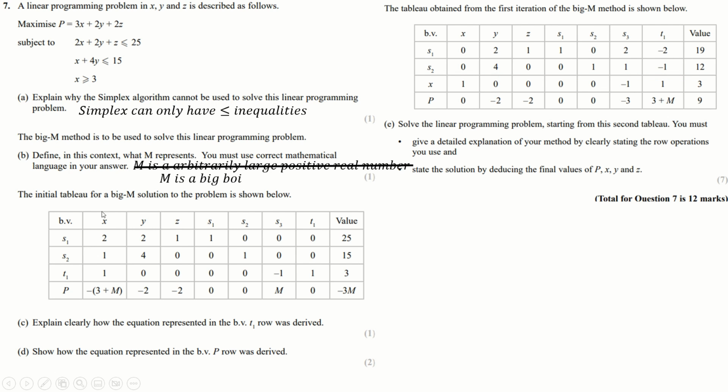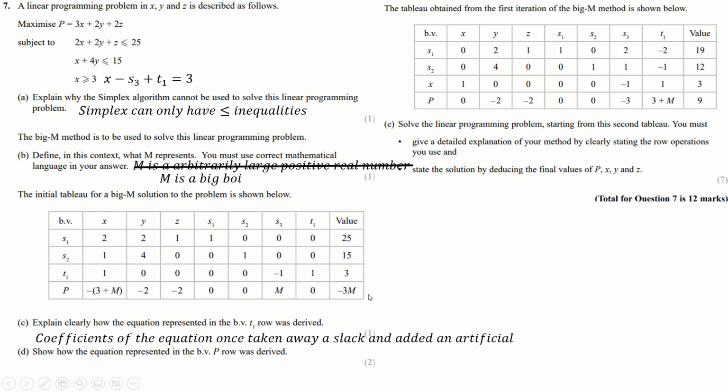And then the next question says they've set up the tableau like this. Explain where this comes from. So T1 comes from fixing this to be x minus the first slack plus an arbitrary variable, which they've called T1, and then we can say it's equal to 3. And then you can just use the coefficients of this, the 1, the minus 1, the 1, and the 3 there, and you get this row, so that's fine.